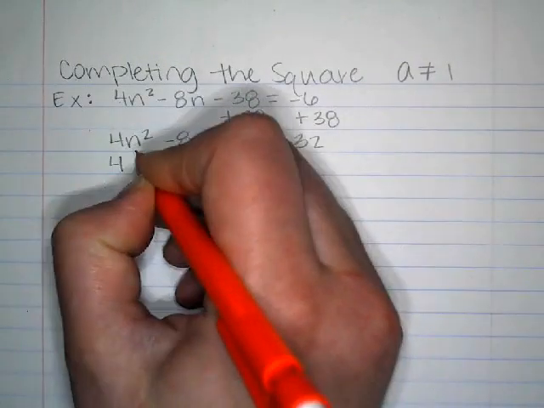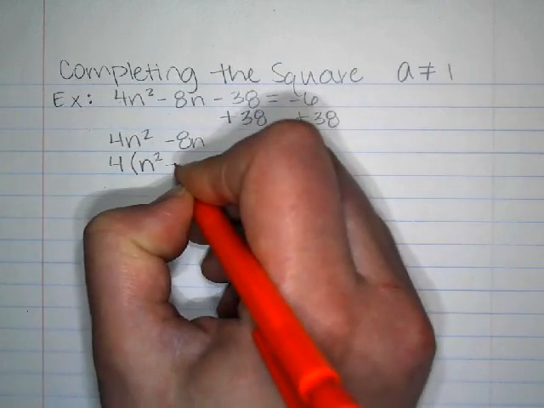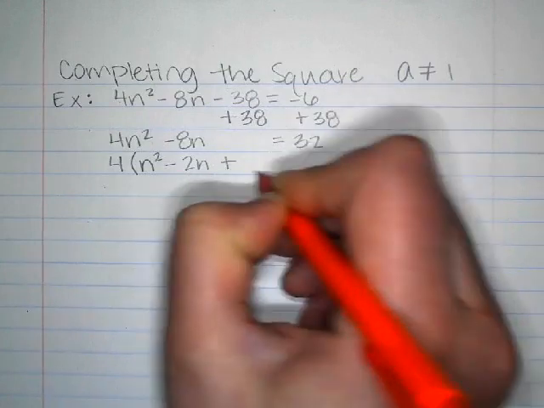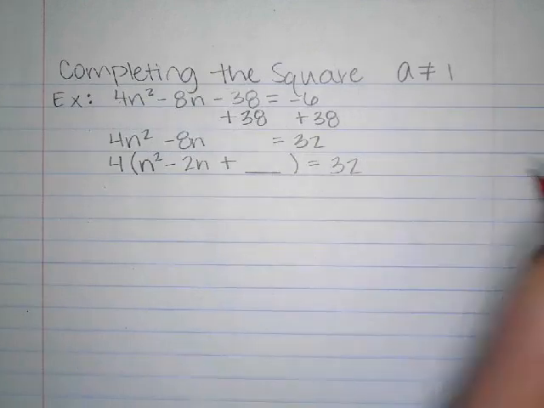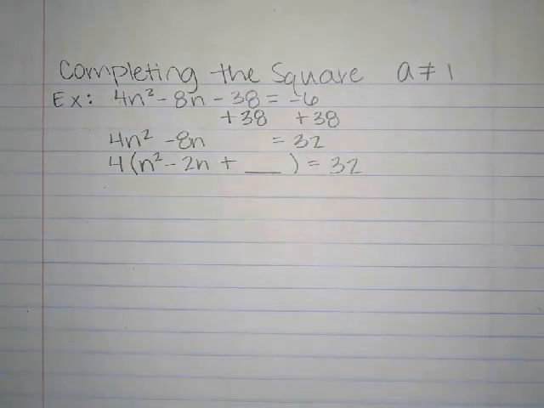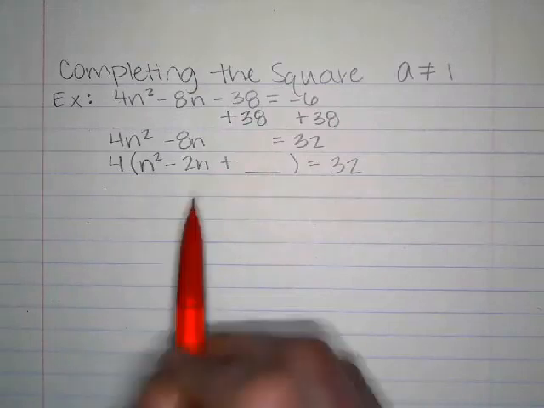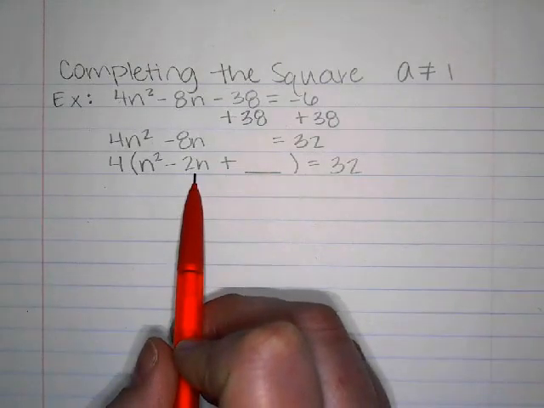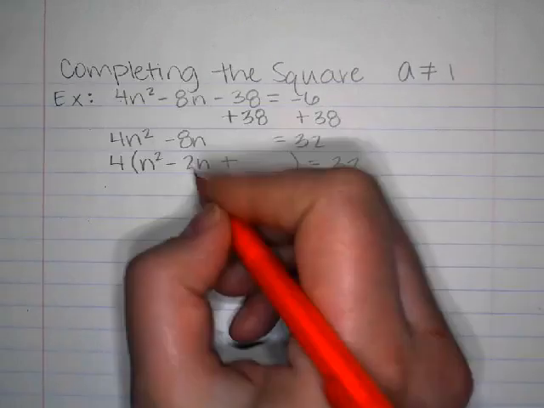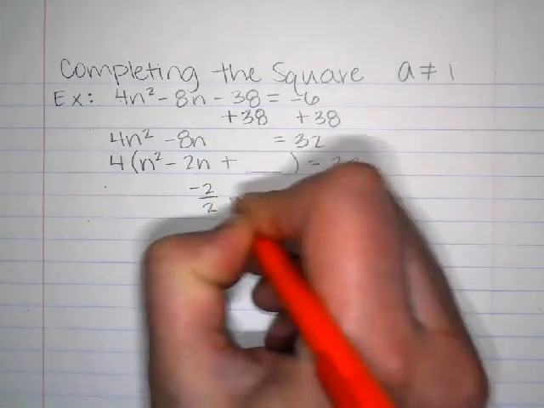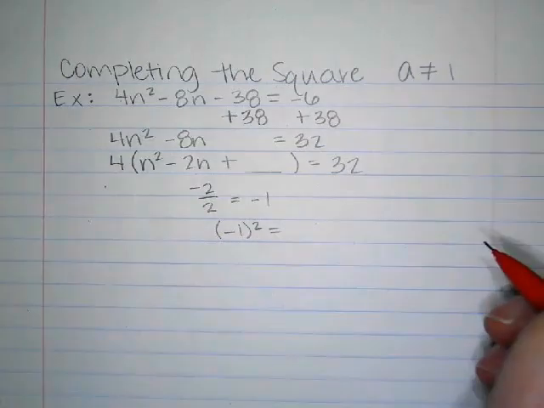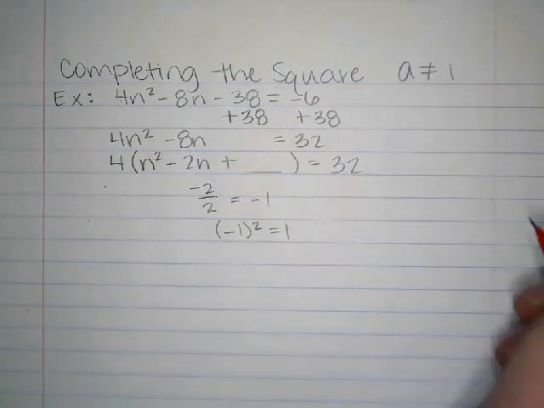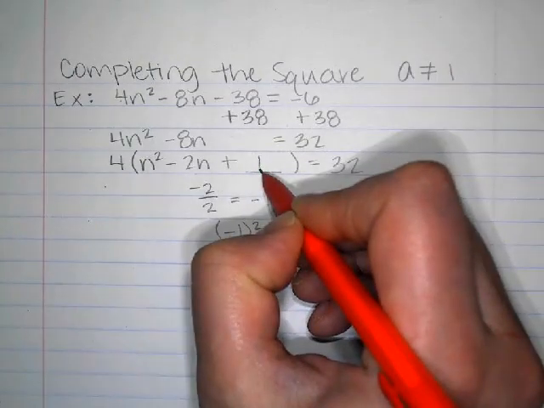We're only taking a GCF out with the number, with the coefficient. So I'm going to take out the 4, and that's going to leave me with n squared minus 2n. And then I'm going to do the part where I say plus blank. And then I have the number on the other side. And then from here, I kind of feel like I'm doing the problem like normal for a second. So I'm going to take the middle term, and what do I do with it? Divide by 2. So negative 2 divided by 2 is negative 1. And then negative 1 squared is 1. And so 1 is the number that completes the square.